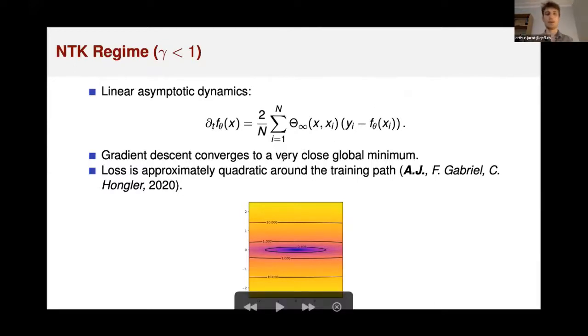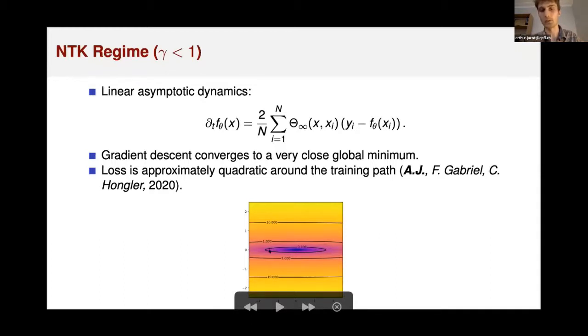And another interesting consequence is, what's kind of surprising, that you have these diverging narrow valleys and you randomly end up initializing inside of these very narrow valleys, very close to a global minimum. And because you move so little, if you look at the loss around the training path that you take from initialization to this global minimum, you can show that the loss is going to look almost quadratic.